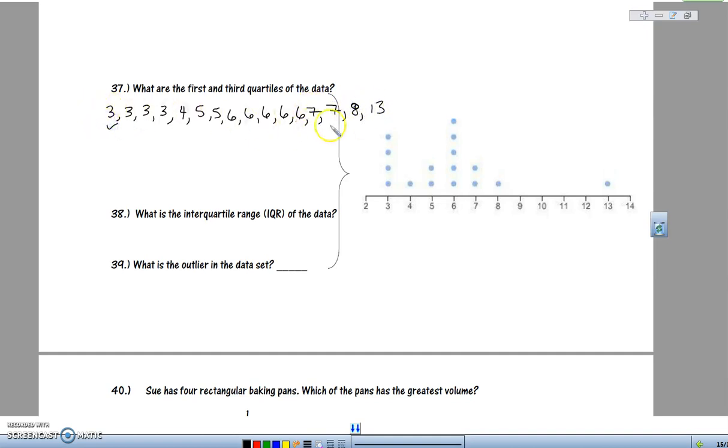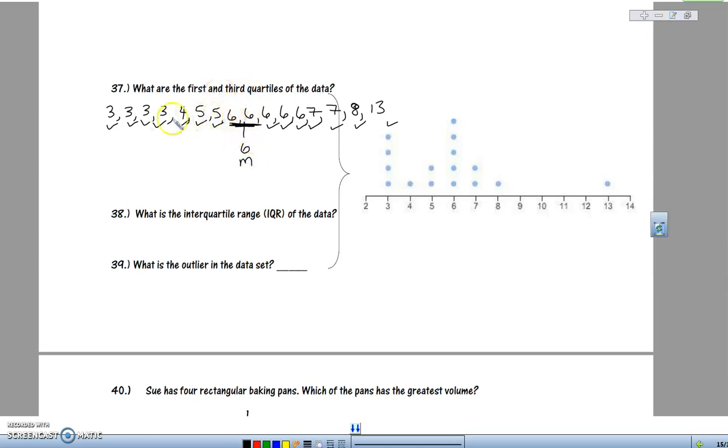All right, 1 and 1, 2 and 2, 3 and 3, 4 and 4, 5 and 5, 6 and 6, 7 and 7. I'm stuck with a 6 and a 6. So I need to add those together. 6 and 6 is 12. Divided by 2 is 6. So this is my median.